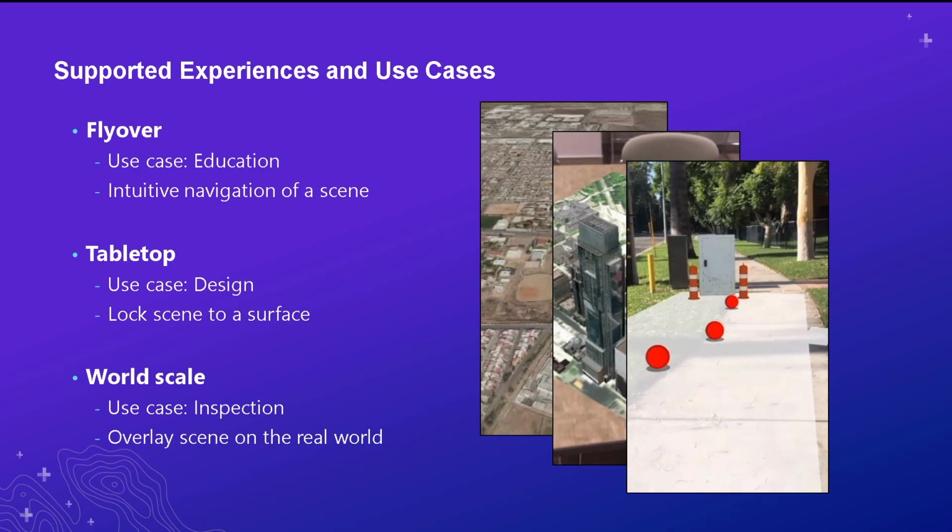The last one is world scale. This is really designed for inspection scenarios, whether you're working with enhancing or non-visible objects within the real world. This is a one-to-one relationship, real world scale, where you're working with virtual content overlaid on top of a scene that represents the real world. So the camera feed represents the real world, and the scene content represents the virtual world. Being able to overlay those at a one-to-one scale and be able to interact with content effectively.